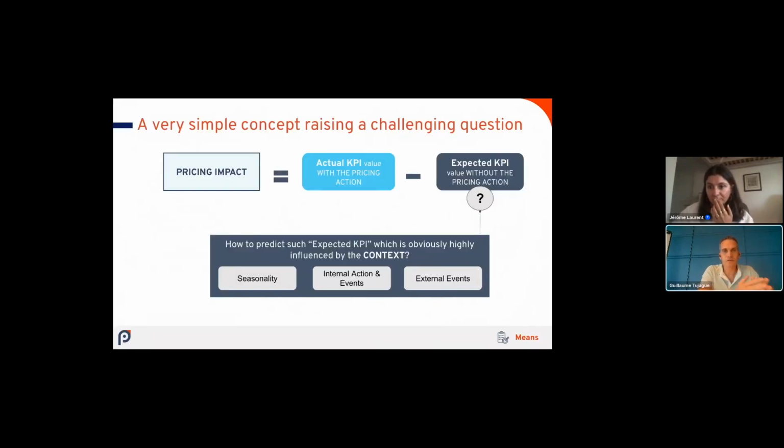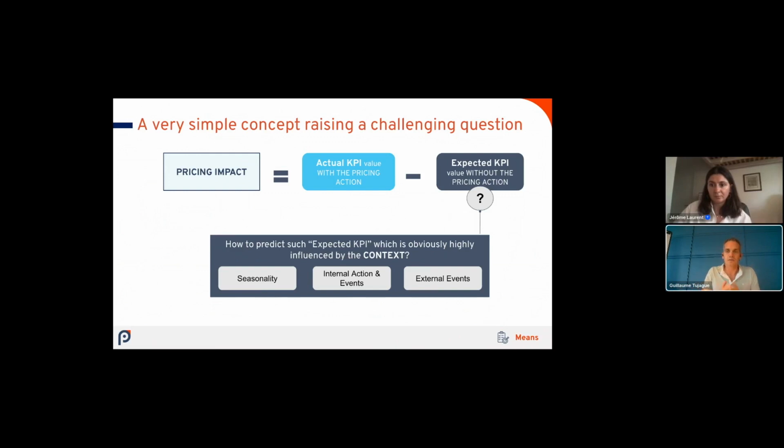So now we are going to touch the methodology itself. Basically, what we are saying is that we need to resolve a pretty simple equation, if I can use this term. Pricing impact is basically the difference between the actual performance we are making on whatever KPI versus what would have been the performance we would have achieved if we had not performed our pricing actions.